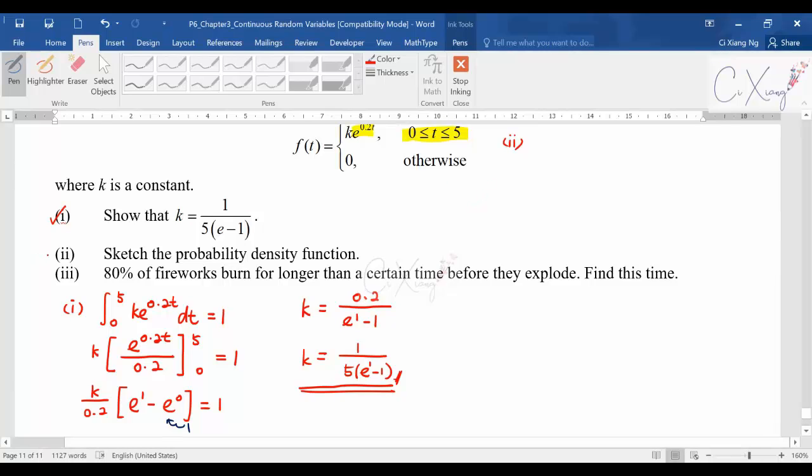Okay, then now let's continue to part number 2. They want you to sketch the probability density function. So how can you sketch k e power 0.2t?